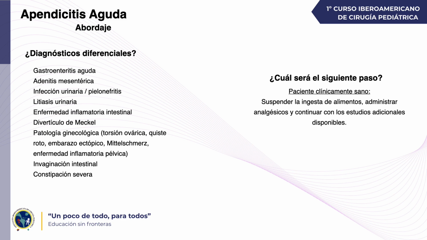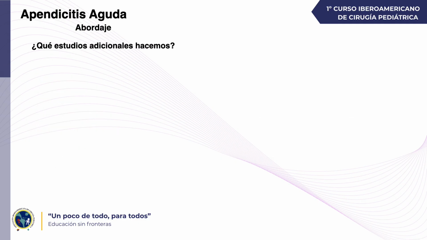If the patient is clinically stable, we stop oral intake, give analgesic, and proceed with the additional studies that we have available. But if there are alarm signs or we suspect sepsis, then the priority is stabilization first, followed by the further investigations that we want to do. So, what are those other investigations that we can use to help us?